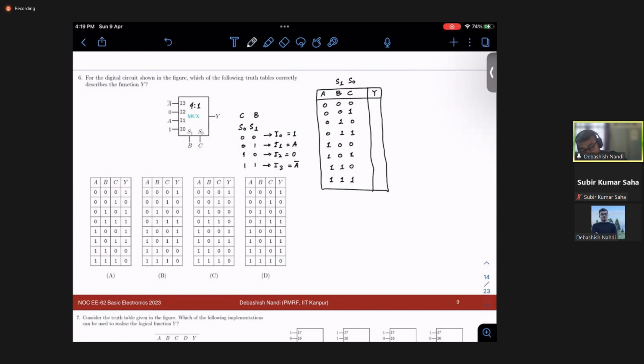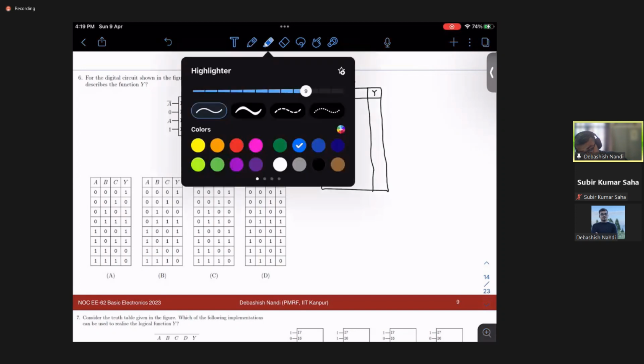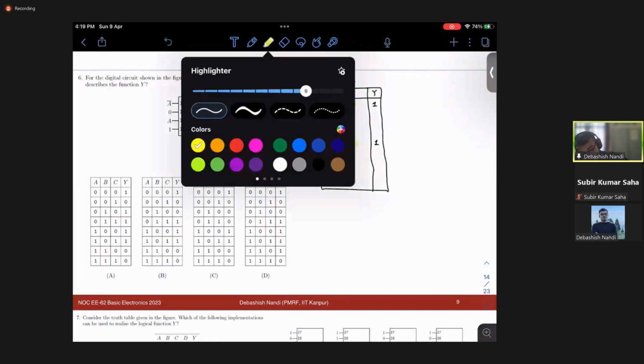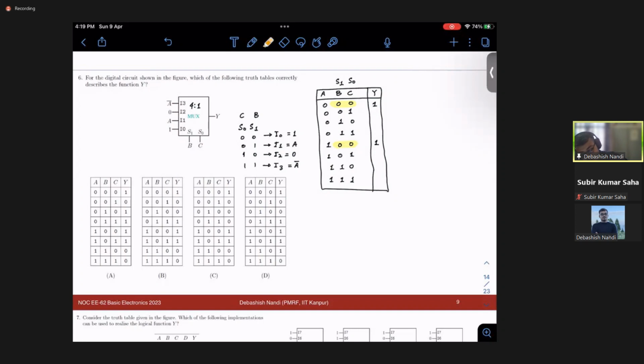So you see, first you notice where is your 0 0 condition. This is 0 0, this is 0 0, right? Then what is the output? Output is nothing but 1. So you write simply here 1. Next you see, you have 0 1. 0 1 means B is 1, C is 0. So B is 1 and C is 0. These are the cases. In these cases, it will be simply A. So what is A? In this case, A is 0, so it will be 0. In this case, A is 1, so this will be 1.